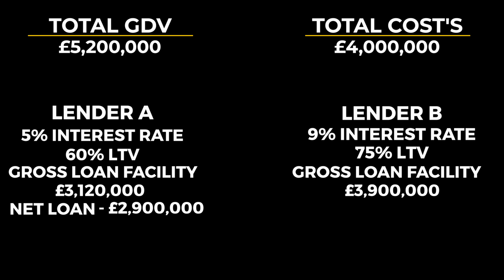Whereas lender B, with an interest rate of 9%, would net down to a total loan facility of £3.492 million. So the senior debt lender A's debt would be about £190,000 cheaper than the debt available to you from lender B. However, the loan facility from lender A would create an additional £590,000 deficit that would need to be filled with either a second charge lender, who is more expensive, or equity investors who are even more expensive again.